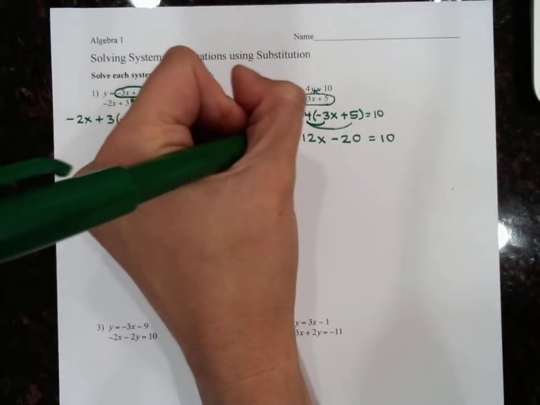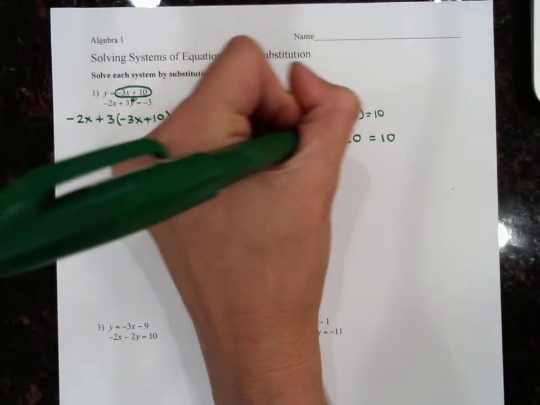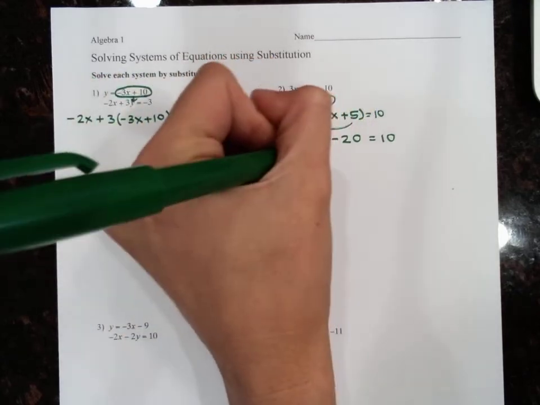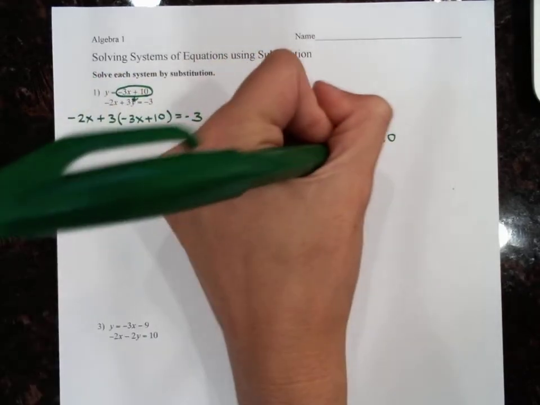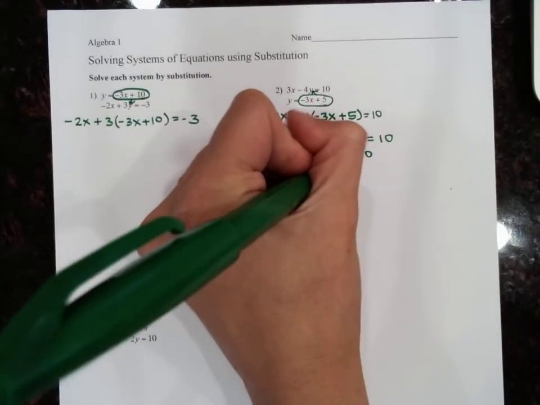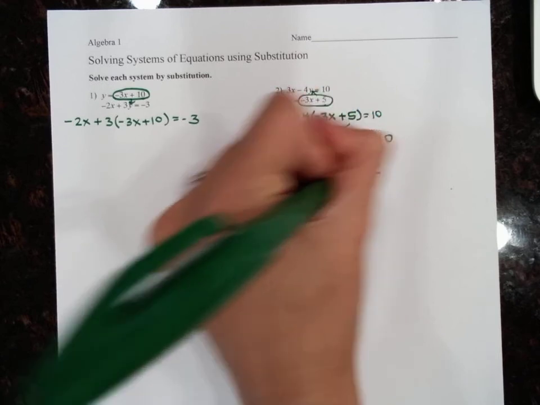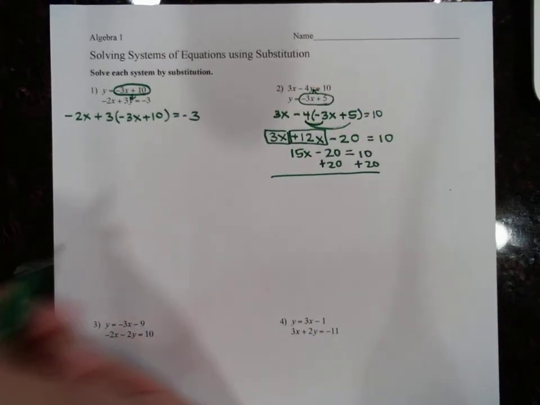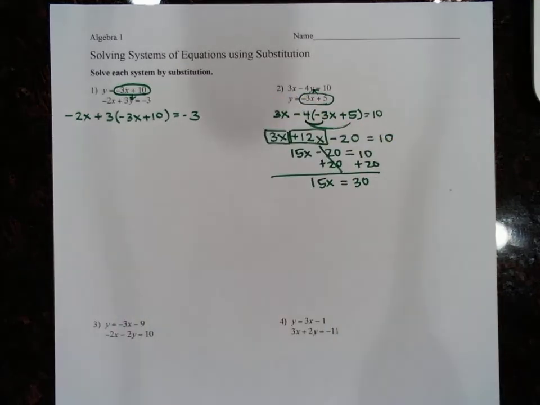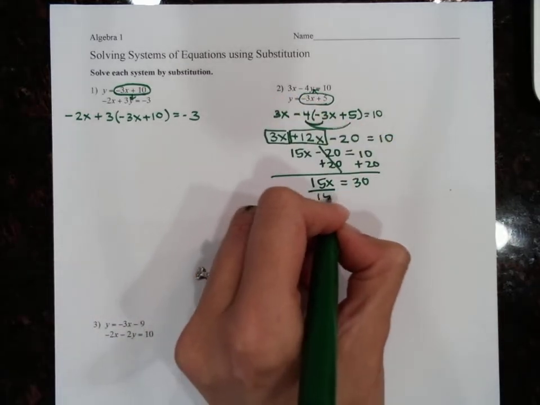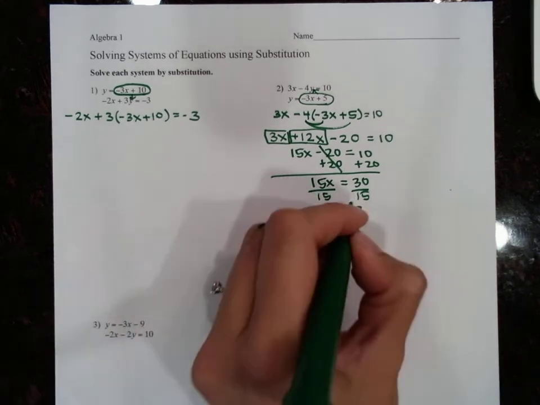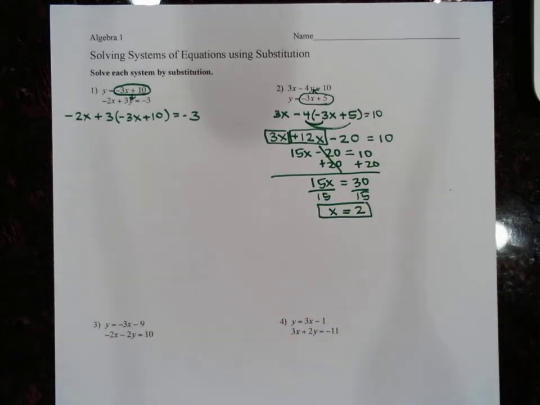Then we're going to solve for x. So first we have to combine our like terms. So 3x plus 12x is 15x minus 20 equals 10. Add 20 to both sides. 15x equals 30. Divide both sides by 15. And x equals 2. We're halfway there.